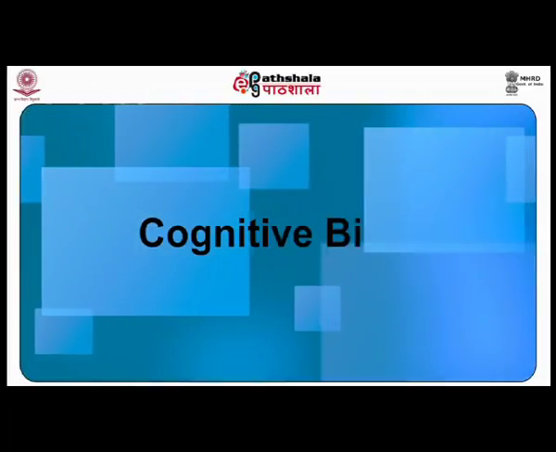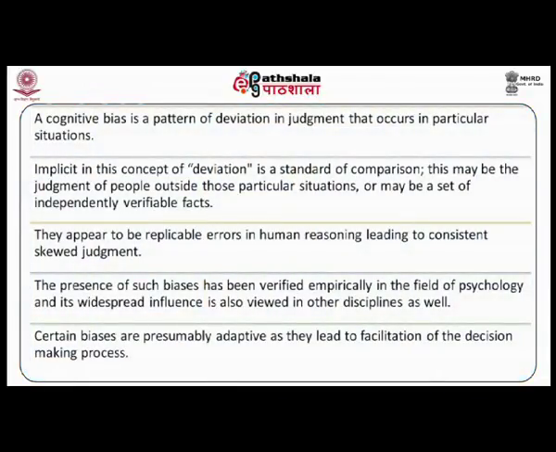Cognitive bias. A cognitive bias is a pattern of deviation in judgment that occurs in particular situations. Implicit in this concept of deviation is a standard of comparison. This may be the judgment of people outside those particular situations, or may be a set of independently verifiable facts. They appear to be replicable errors in human reasoning leading to consistently skewed judgment.